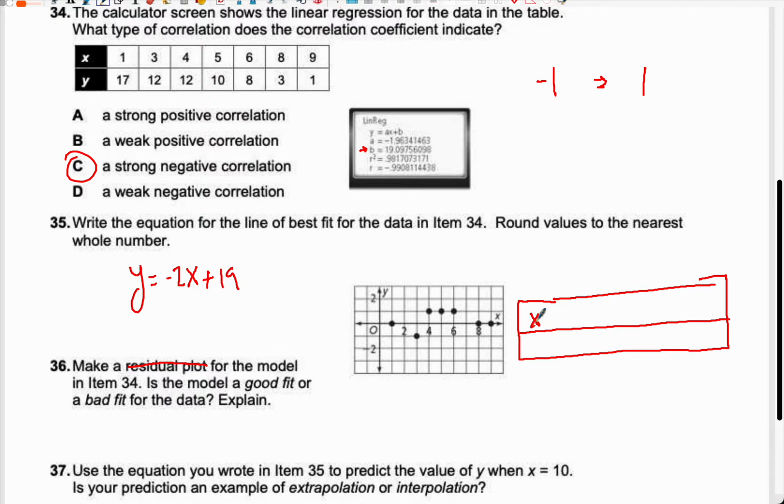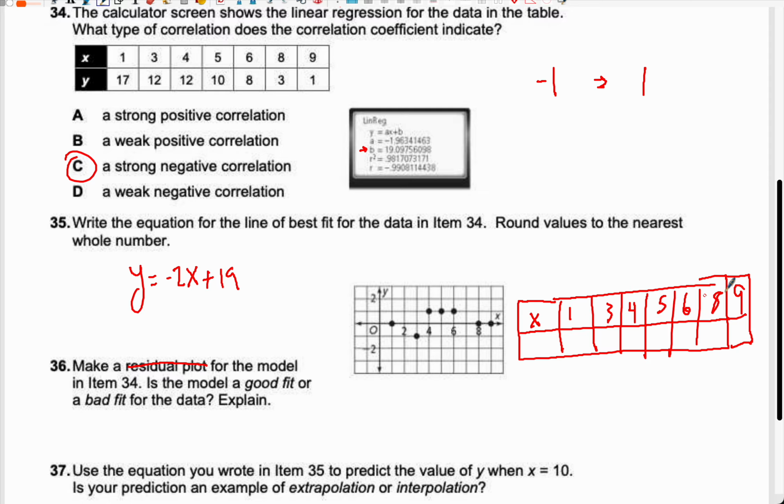So it's going to have the x, and for our table here, it's got 1, 3, 4, 5, 6, 8, 9. I didn't leave enough room.